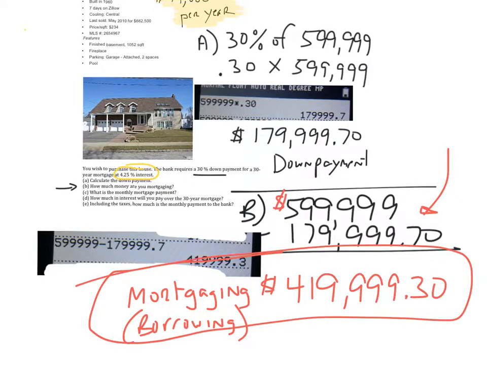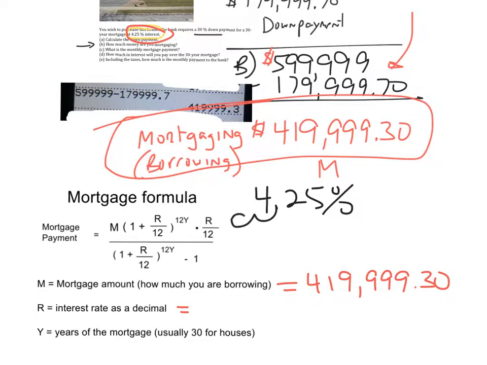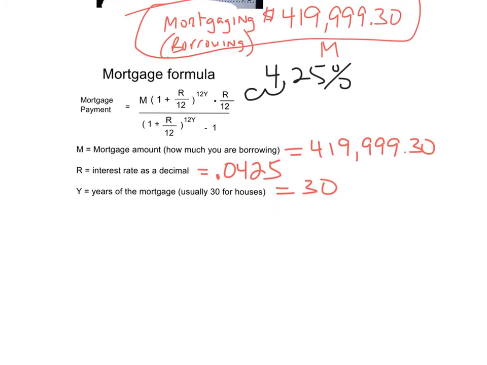This is how much money we're going to be plugging into our mortgage formula for letter M. So we have our M, $419,999.30. The question said the interest rate here that we're paying is 4.25% interest. So we'll move the decimal point 2 places to the left. So here our R is 0.0425. And again, for houses, normally it is a 30-year mortgage. So we're going to plug those three values into our mortgage formula.